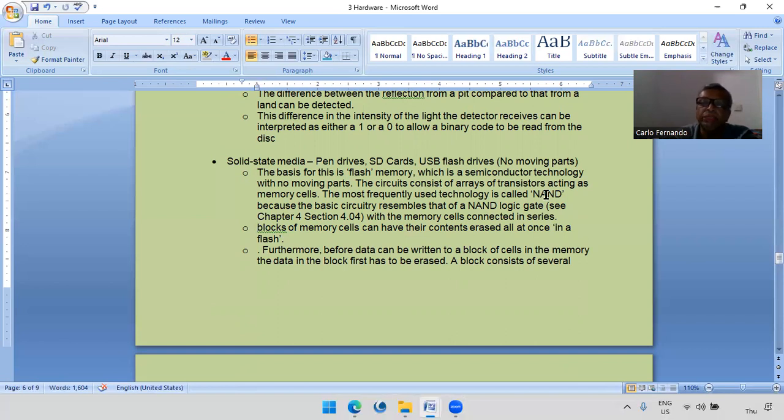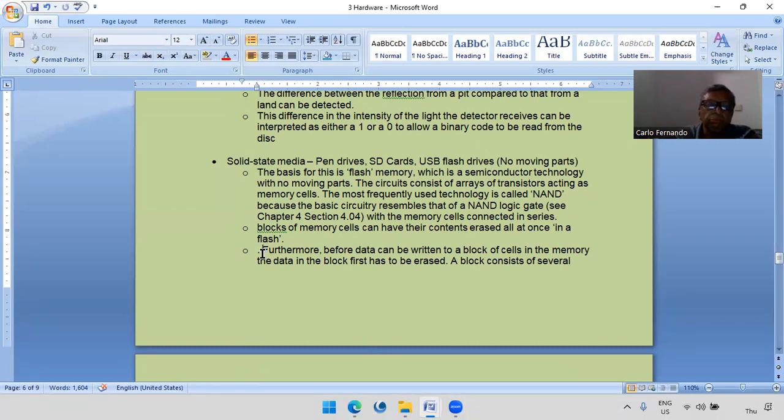The circuits consist of arrays of transistors acting as memory cells. The most frequently used technology is called NAND. In logic gates, you have NAND gates, AND gates, NOR gates, logic circuit gates. The basic circuitry resembles that of a NAND logic gate, see chapter 4 for details. The next chapter will be doing logic gates, with the memory cells connected in series. Then blocks of memory cells can have their contents erased all at once in a flash. So that's another reason why this is called flash memory.